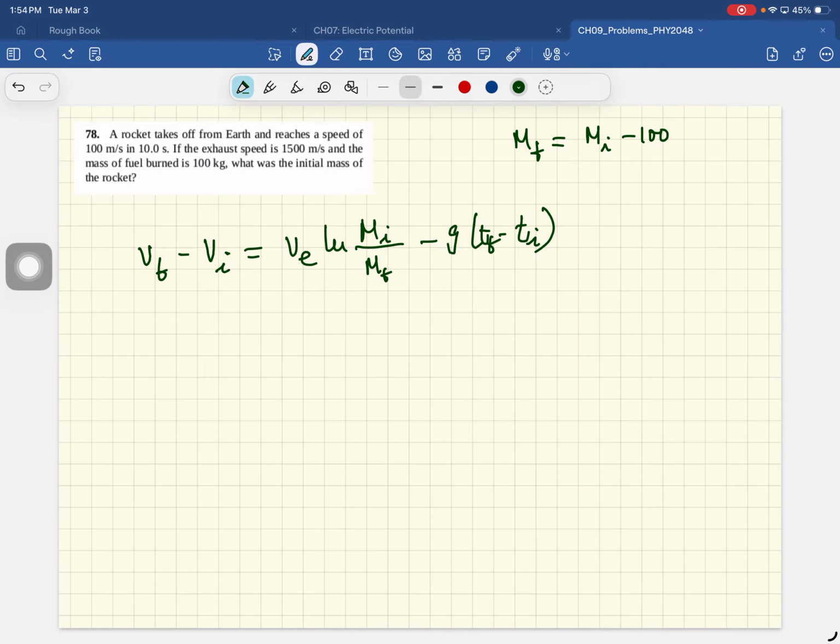Mass of the rock is 200 kgs, velocity of the rock plus 70 times, okay, let me do this.